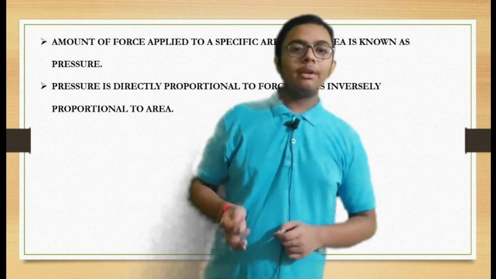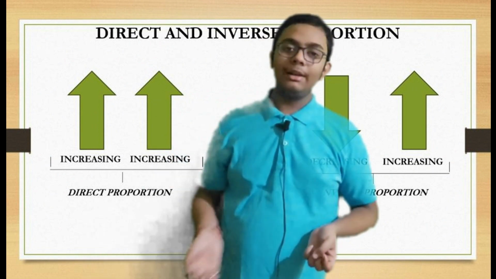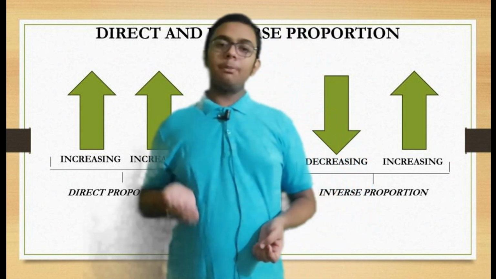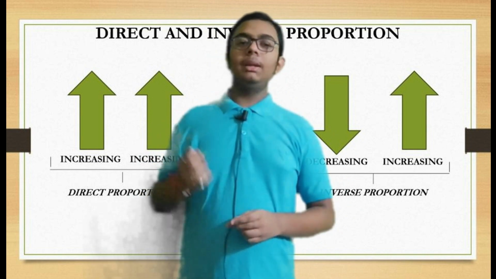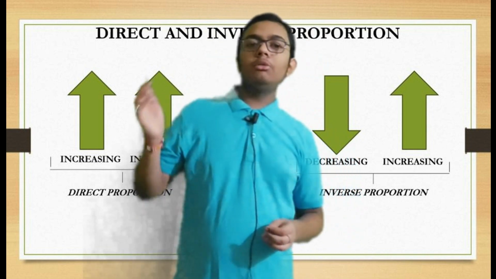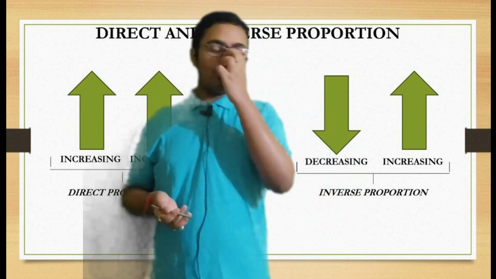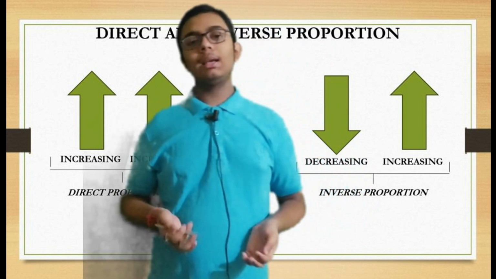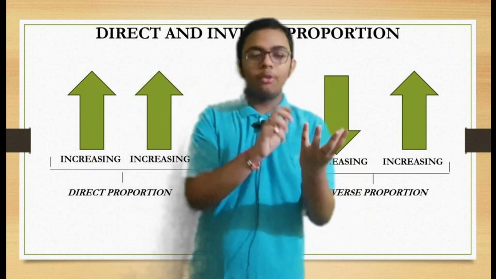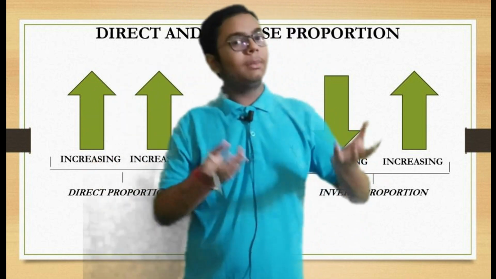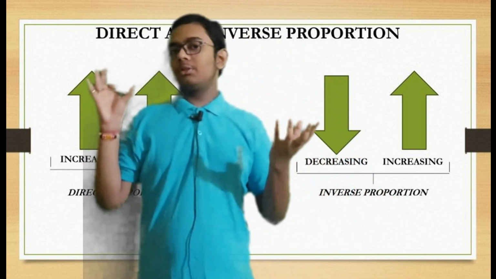Now we need to understand what is proportion, and in proportion there are direct and inverse proportion. See, proportion also means variation, how two things vary. For example, let's take the example of your home and your school. I leave my home using a bus, car, auto, anything, and my objective is to reach school.